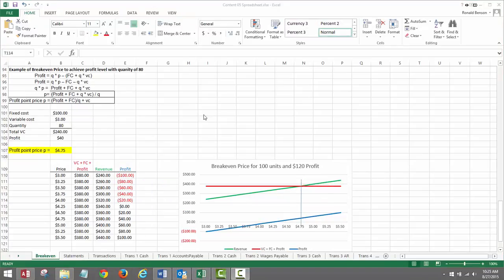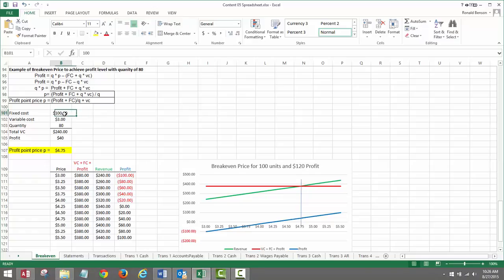The final example we'll show will be where to find a break-even price that will achieve a particular profit. So the profit in the equation, instead of being zero, will be some profit number, and we solve these equations like we did above. Quantity times price equals profit plus fixed cost plus variable cost, total variable cost, Q times VC. And you divide by Q, you get P, and you get this equation here: profit plus fixed cost divided by Q plus VC.